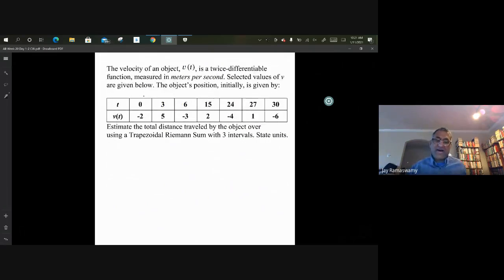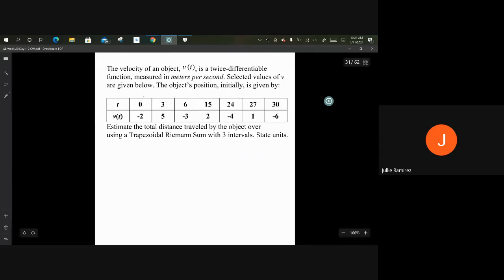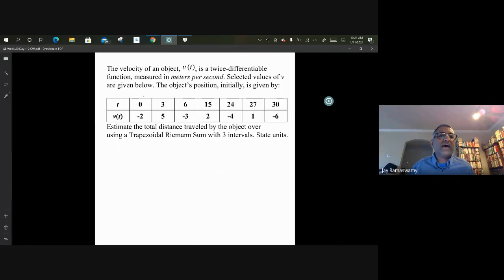Okay. We're on page 31. Let me write this on the board. Okay, guys, it says total distance from 3 to 24. That's really the question, using a trapezoidal Riemann sum. Write that down in your notebook. Trapezoidal Riemann sum. This is a very important problem. It is on your test. Feel free to draw a skull. I'm letting you know this question is on your test.